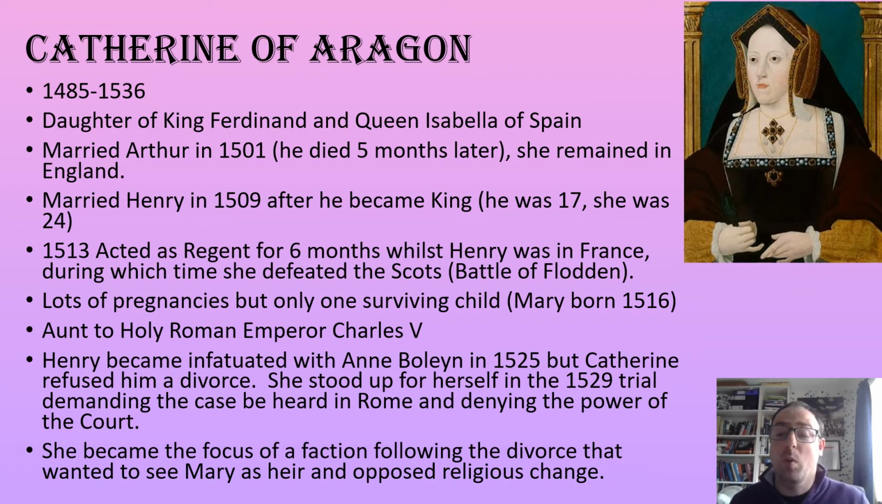Now we're going to move on to the wives, none of whom are called Thomas, so we're getting a slight change in names. So we're going to start with Catherine of Aragon. Catherine of Aragon lived 1485 to 1536. She was daughter of King Ferdinand and Queen Isabella of Spain. Now, she first married Arthur in 1501, but he died 5 months later, and she remained in England. 8 years later, in 1509, she married Henry shortly after him becoming king. He was 17, she was 24 at this point in time.